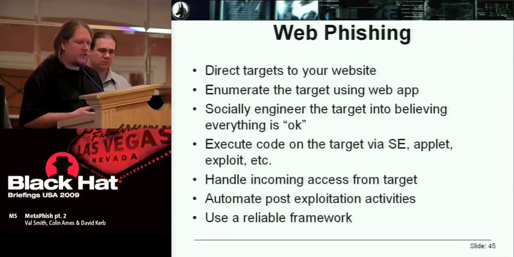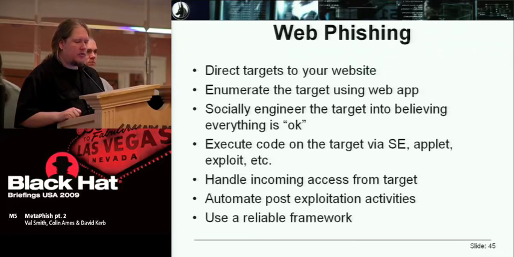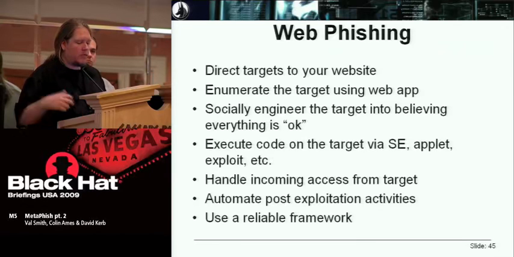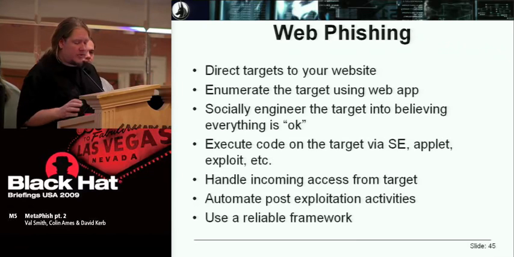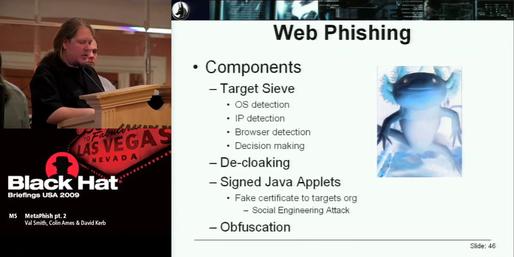Next thing we want to do is social engineer our target into believing that everything's cool. You know, nothing bad happened to me, it's all normal. And then we want to be able to execute code on the target in some way, whether it's with social engineering by getting them to run an applet or some code like we showed with the PDF, or an exploit or whatever, handle all the incoming shells from the targets, and then automate our post-exploitation activities. We want to do all this using something reliable, not MPAC or Tornado or any of those. So these are the components.